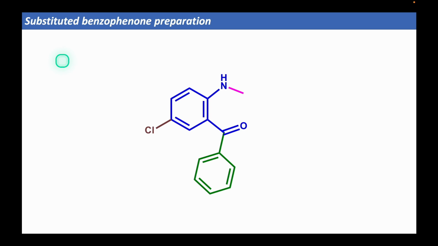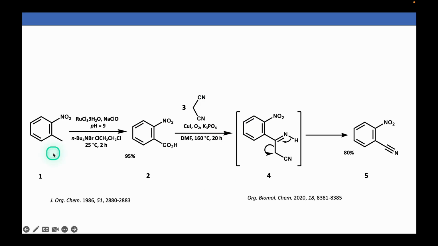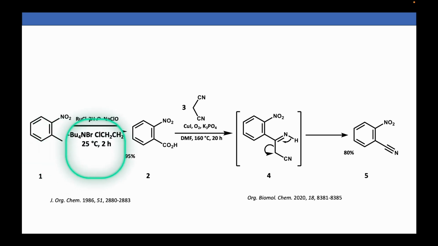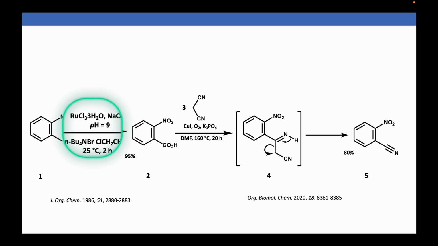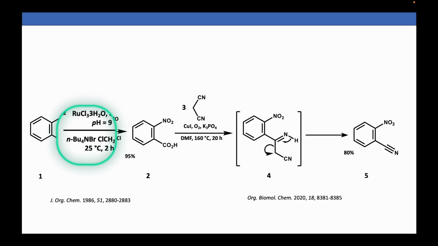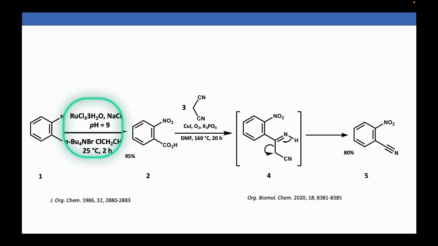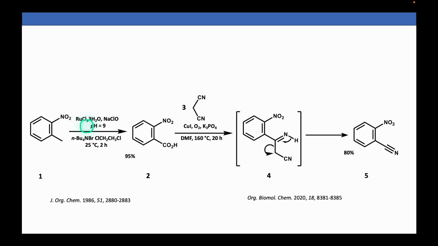Preparation of the substituted benzophenone. The oxidation of orthonitrotoluene 1 is carried out in a liquid biphase using phase transfer agents and sodium hypochlorite as oxidizing agent with catalytic amounts of ruthenium trichloride, which in a basic medium forms ruthenium tetraoxide, which is the oxidant of the methyl group to obtain carboxylic acid 2.